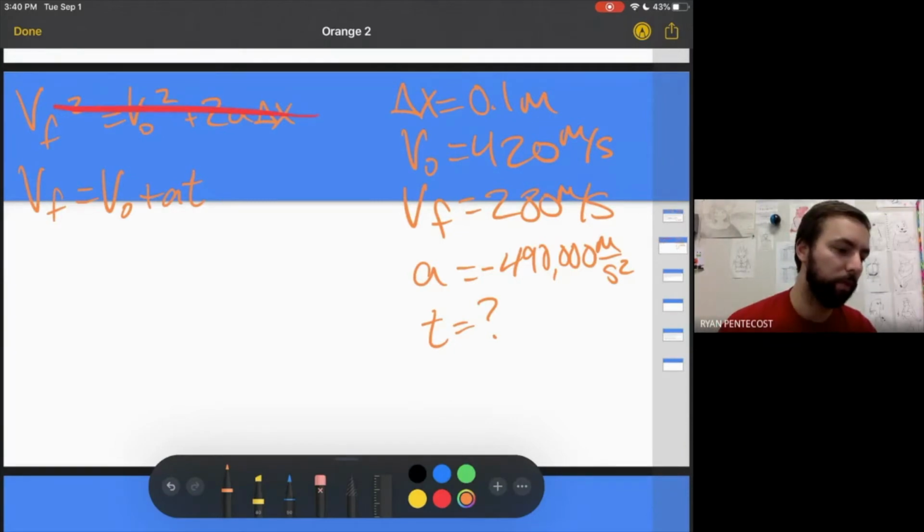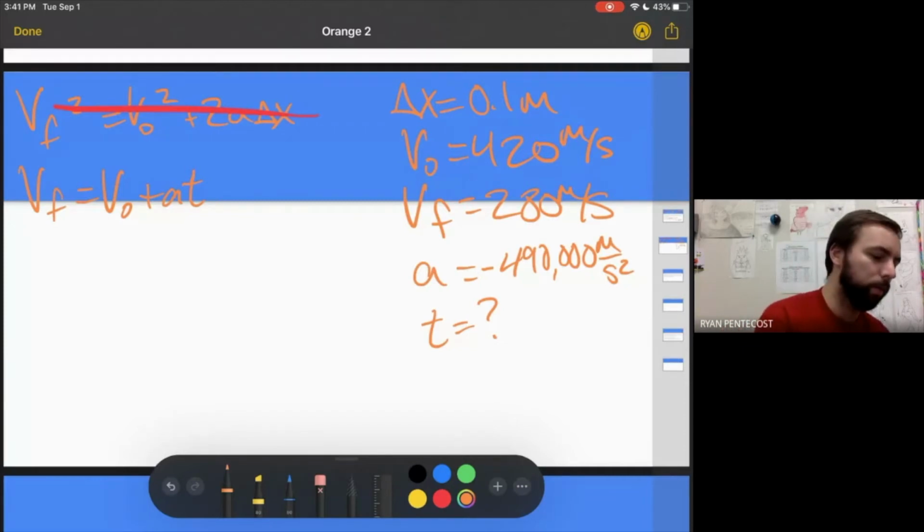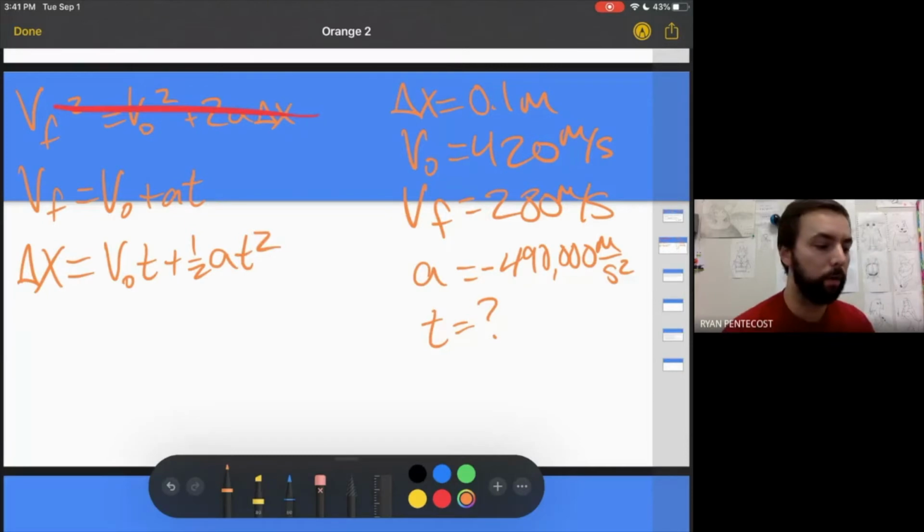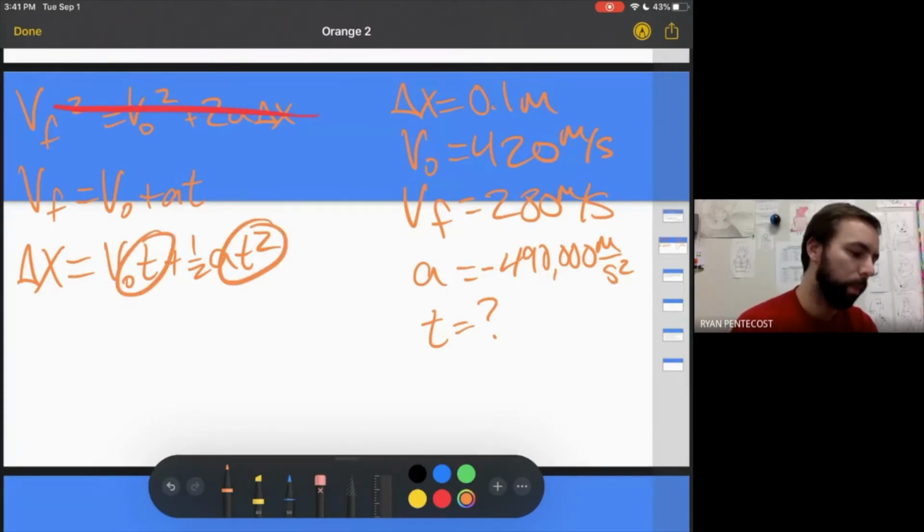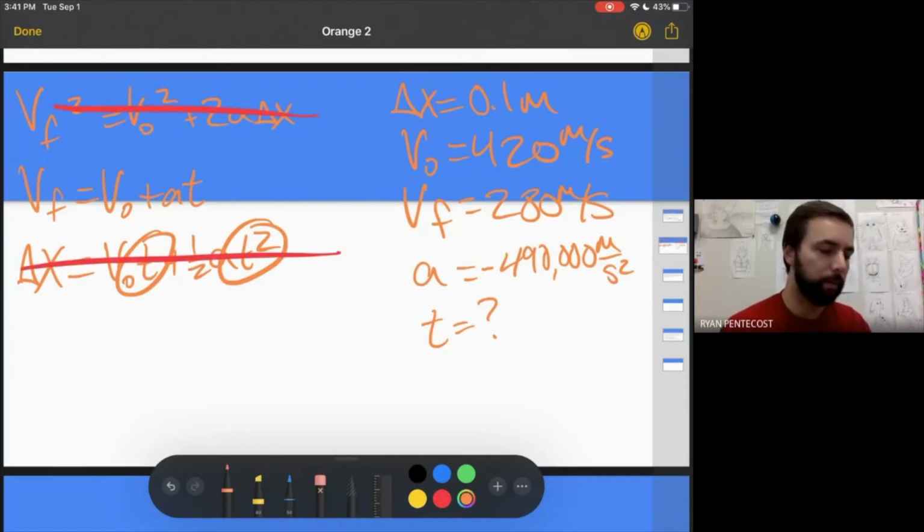We have V final, V naught. We have A. There's T. That seems doable, and that's also the simpler of the two that we have left, because the other one we'd have delta X equals V naught T plus 1/2 AT squared. If we want to solve for T, we've got to use a quadratic to solve for the T, because we've got two of them and they don't even have the same exponent. So that's gone. We are going to use VF equals V naught plus AT.